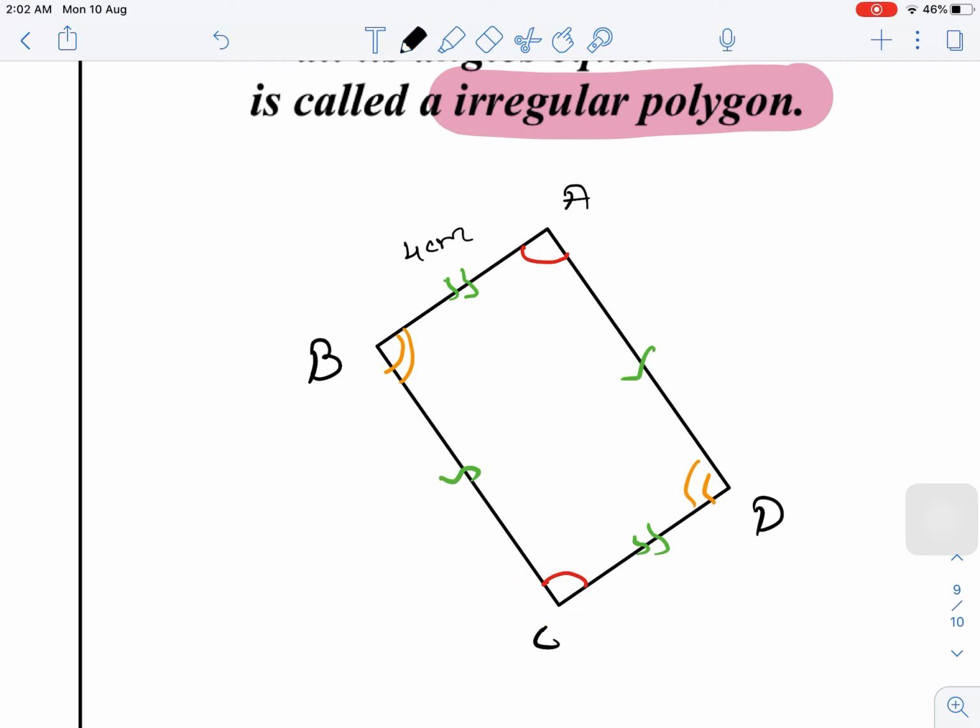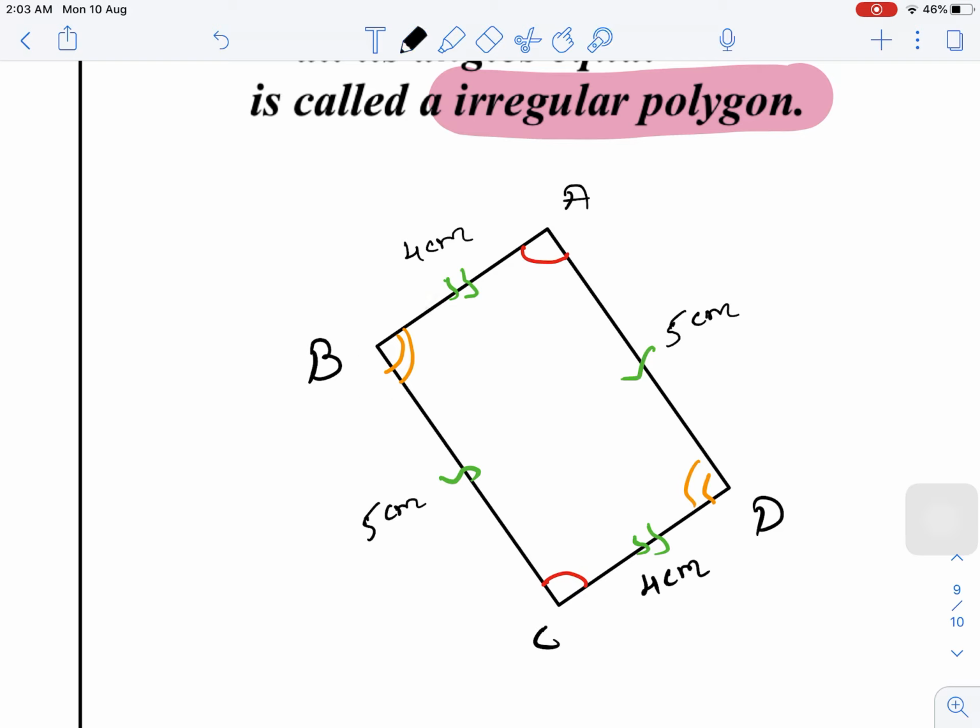So let us consider that BC is 5 centimeters. Then, since this and this are the same, we can directly say that the length of AD will also be 5 centimeters, and because of this marking, if AB is 4 centimeters, then CD is also 4 centimeters. Similarly, here angles B and D are the same, and C and A are equal, but this seems to be different.